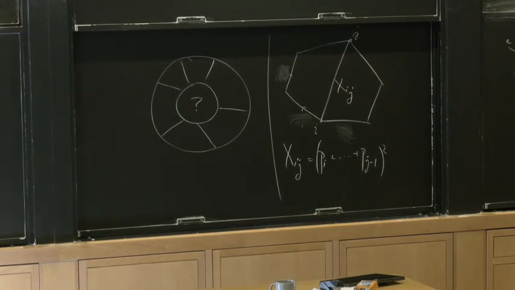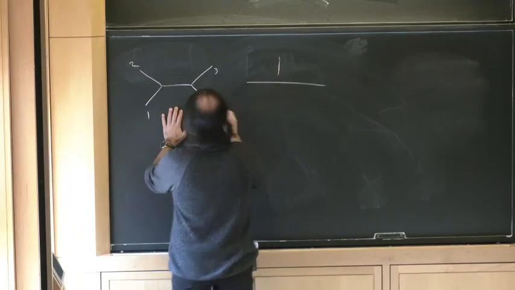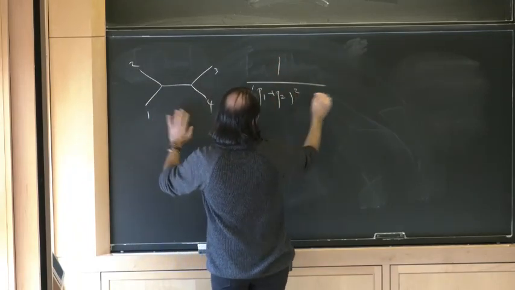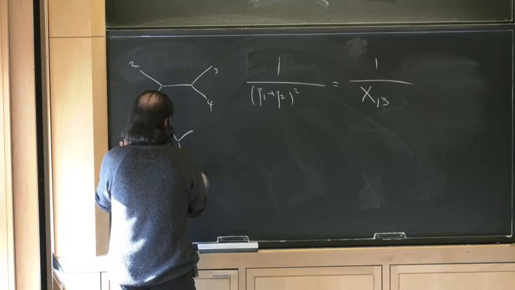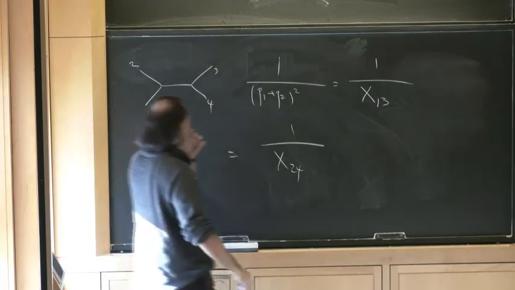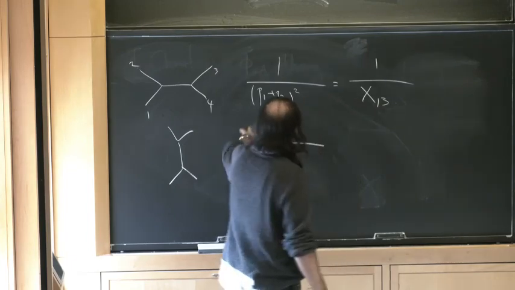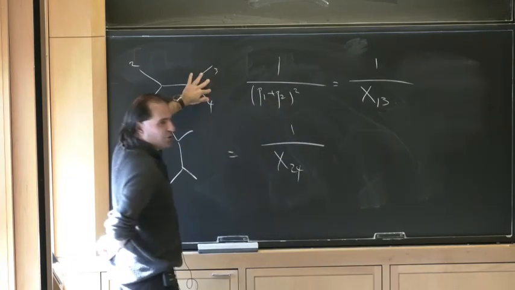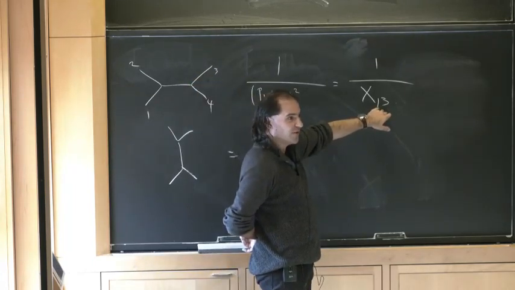Okay, and so if I do that, if I go back to this example, here I would write down 1 over (p1 + p2) squared, but this is the same as 1 over X_{13}. Okay? And the other one is the same as 1 over X_{24}. Right? And you see, there's one nice thing about this already. We may have talked about this before. I can't remember. But when I write (p1 + p2) squared, I could have also written (p3 + p4) squared. So there's always that little annoyance of which one you write down, which is removed when you describe it like this, just in terms of the arc.